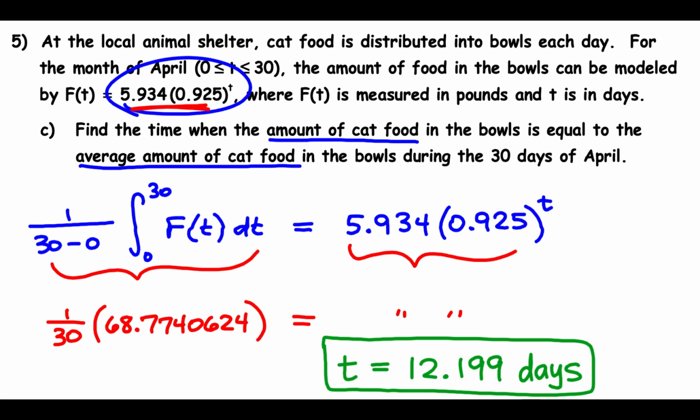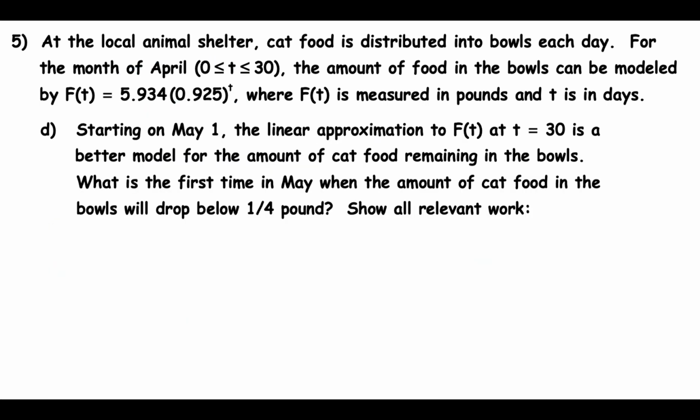Part D, number 5, my only example of the day. Says starting on May 1st, so the next month, the amount of cat food in the bowls becomes linear instead of this funky exponential function. And it remains linear. What's the first time in May when the amount of cat food in the bowls drops below a quarter pound? Now, obviously, you want to show the work. Okay, wow. Well, first things first, we need to get the equation of the tangent line. And so to do that, we realize that 30 days in is the end of April. Let's see how much food is left there.